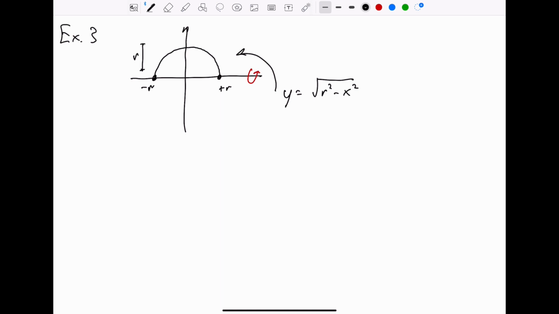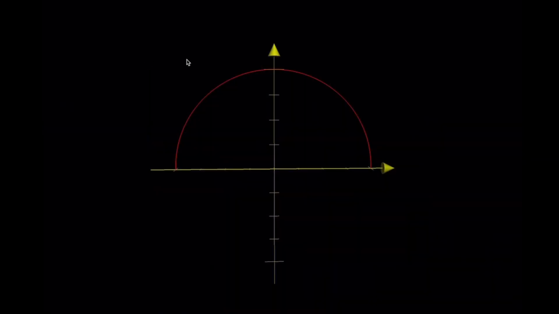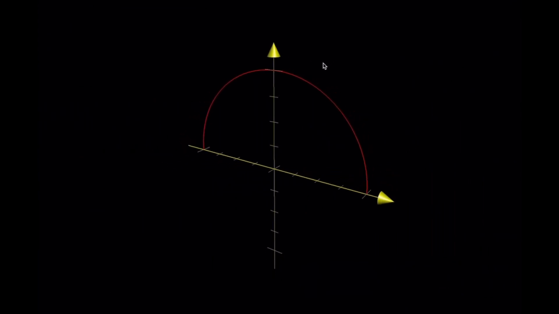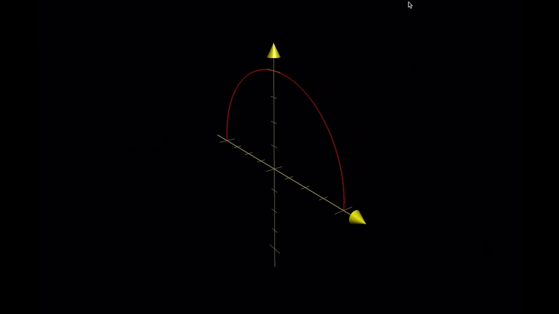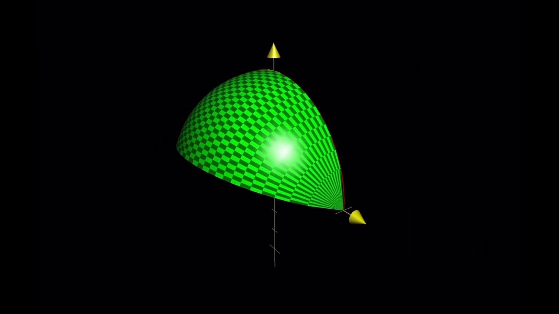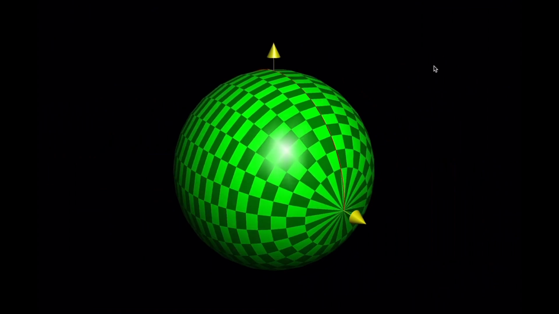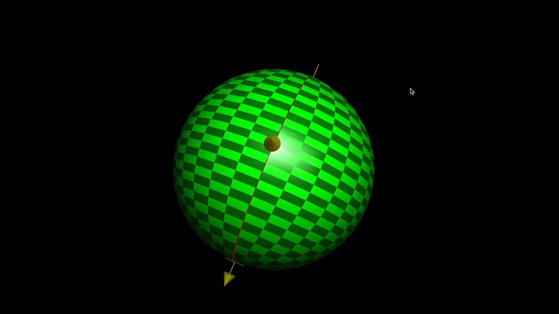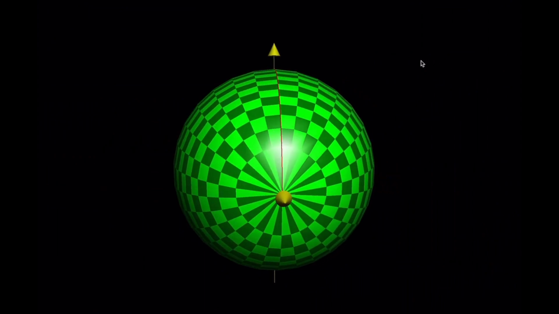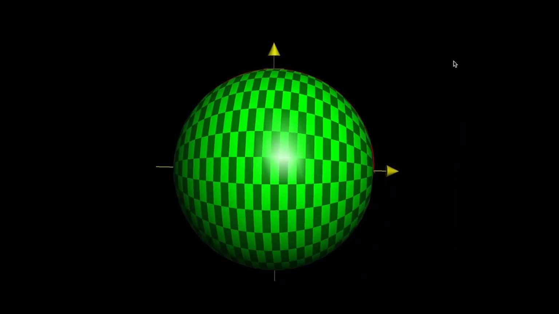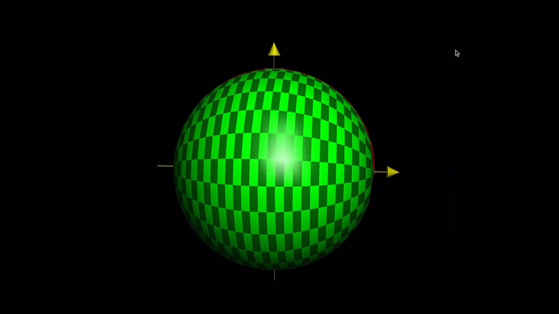Let's take a look at this just to make sure we're understanding how this works. Let's take a look at this in some graphing software. So here's our curve y equals the square root of r squared minus x squared. And to form the sphere, we are going to rotate this curve about the x-axis. When we do that, we get this. So using the surface area formula for a surface of rotation, we will find that the surface area of this sphere is 4 pi r squared.